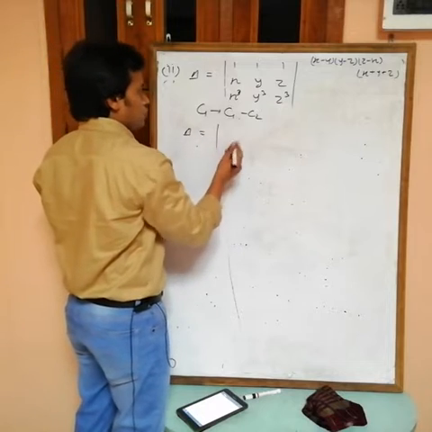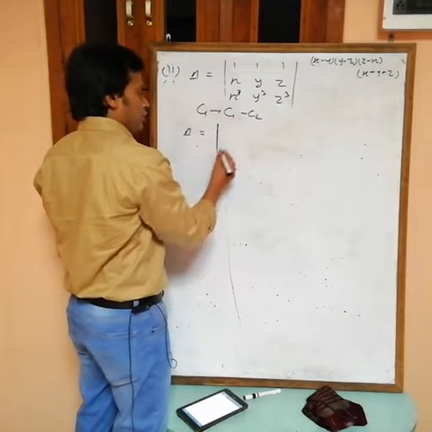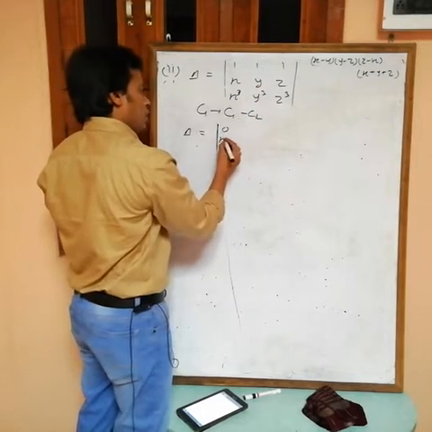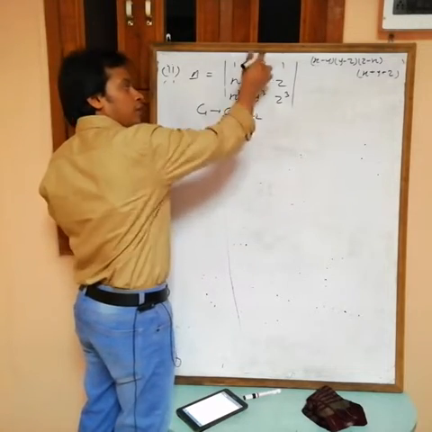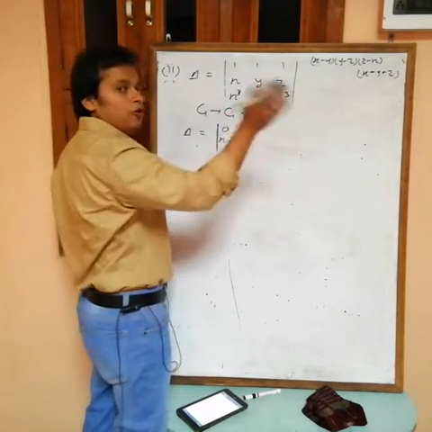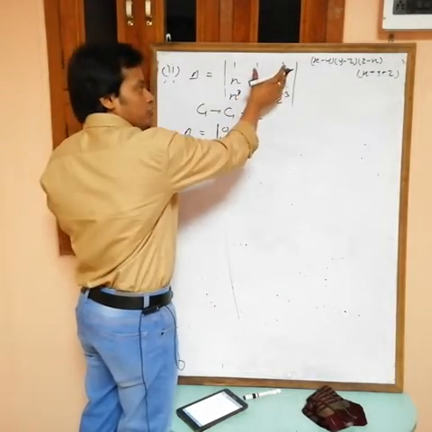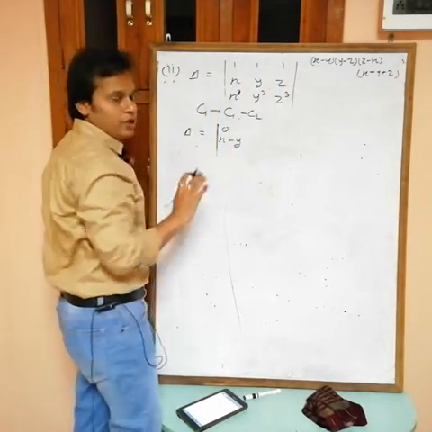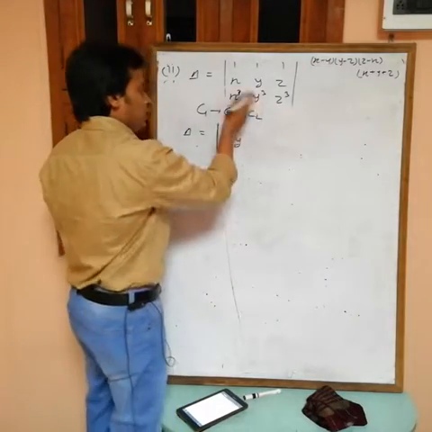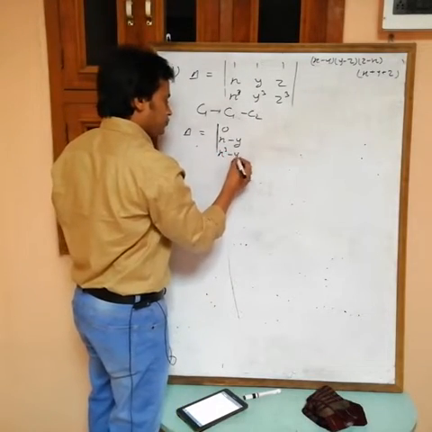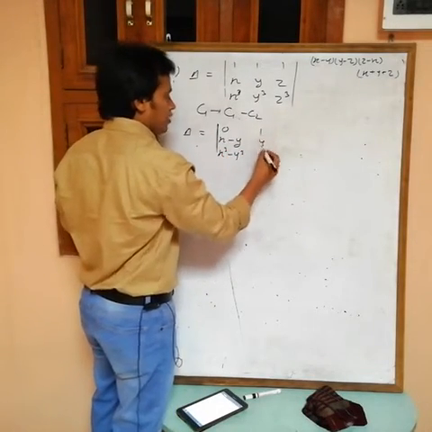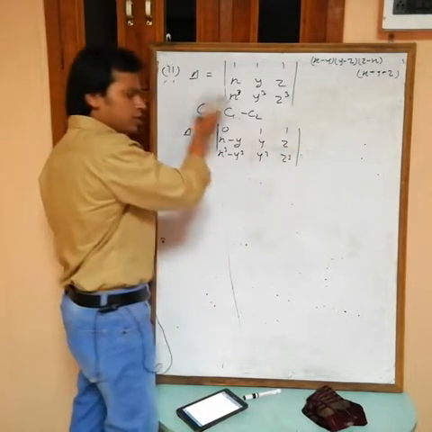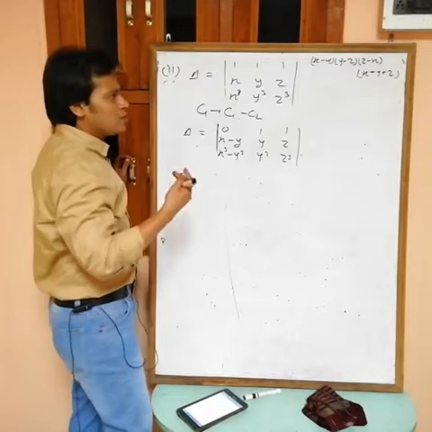So del equals, in C1 we are subtracting C2, so 0, x minus y. In any column you can add or subtract a constant multiple of another column. You can use the other two also, but at this time we want only x minus y, so I am taking C1 minus C2 only. x cube minus y cube, 1 y cube and 1 z cube. From this you can take x minus y common, but we also want y minus z now.